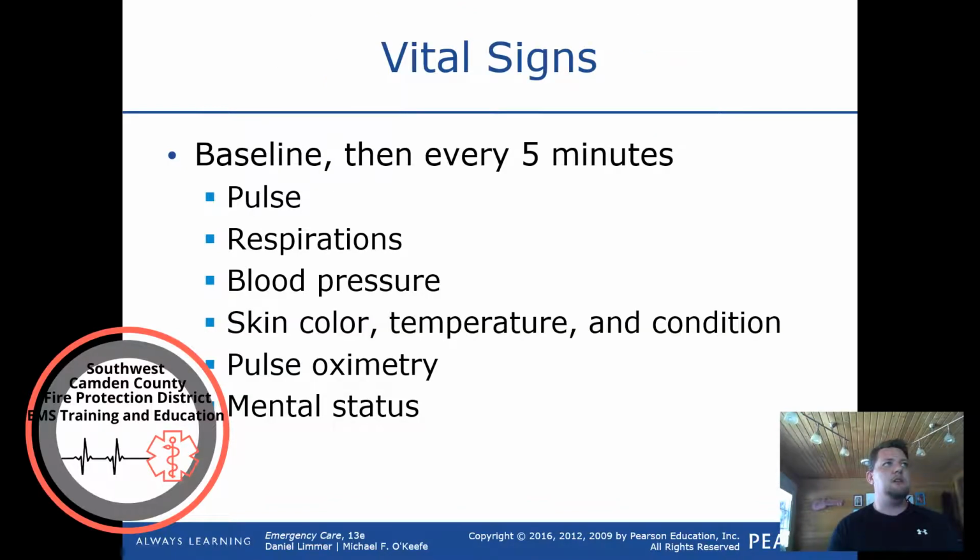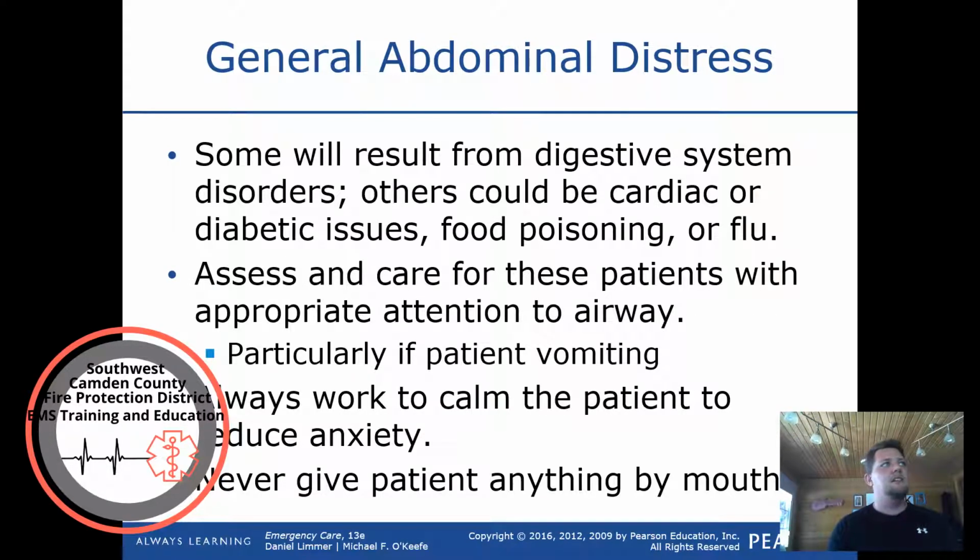So for vital signs, we want to do a baseline, then every 5 minutes. Again, pulse, respirations, blood pressure, skin color, temperature and condition, pulse oximetry, and mental status. Okay. So, general abdominal distress. Some will result from digestive system disorders. Others could be cardiac or diabetic issues, food poisoning, or flu. We want to assess and care for these patients with appropriate attention to airway, particularly if the patient is vomiting. Always work to calm the patient to reduce their anxiety, and never give the patient anything by mouth.